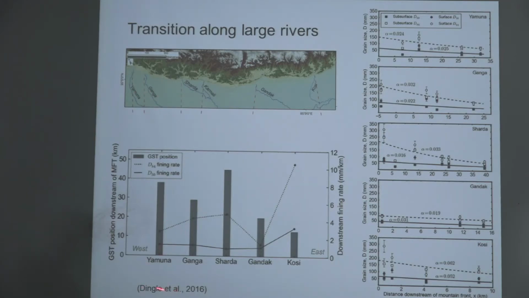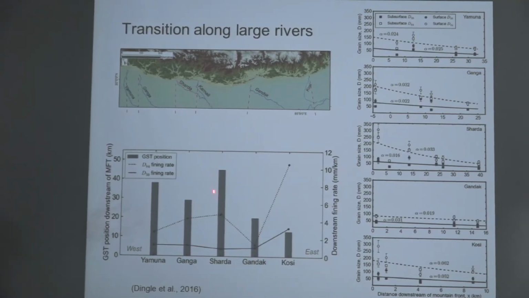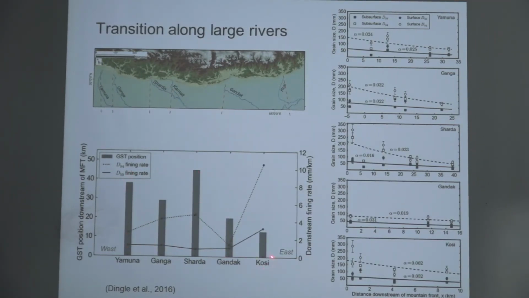And if you look at this study by Dingle and co-authors, they still observe some difference between the Kosi and, for example, the Sharda, where there is a difference that goes from 40 kilometers to 10 kilometers. I don't remember exactly if it is in this paper or in another one, but we are proposing that there is a difference of subsidence rate between west and east. Where you have more subsidence, you get more sequestration, so you get the gravel-sand transition more quickly, and where you get less subsidence, so less sedimentation, it takes more time and more distance to empty or to remove all the gravel of your system. So that will explain the larger distance.